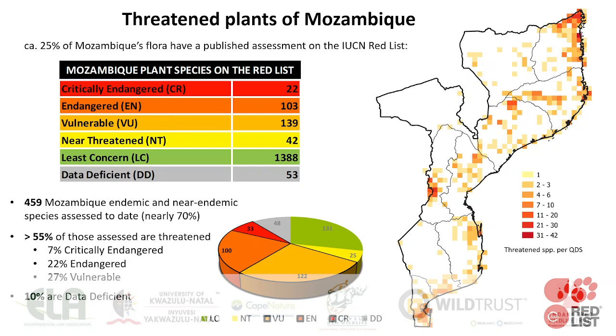It's just worth noting that the discrepancy in figures for the numbers of threatened species between the pie chart below and those that are actually published on the red list in the table above is because we have a significant number of assessed species currently in the publication pipeline.